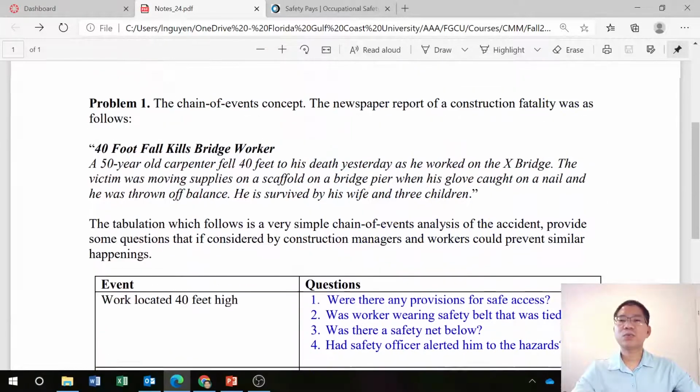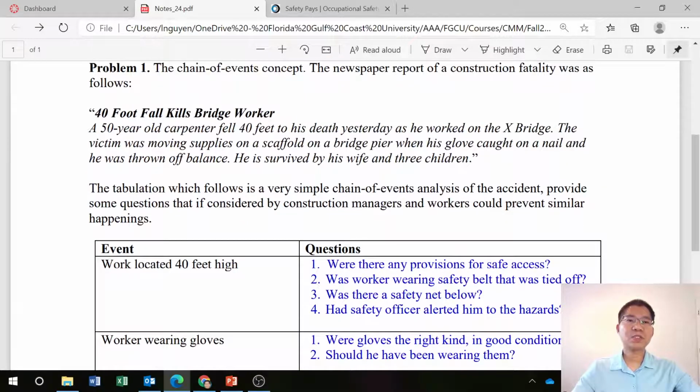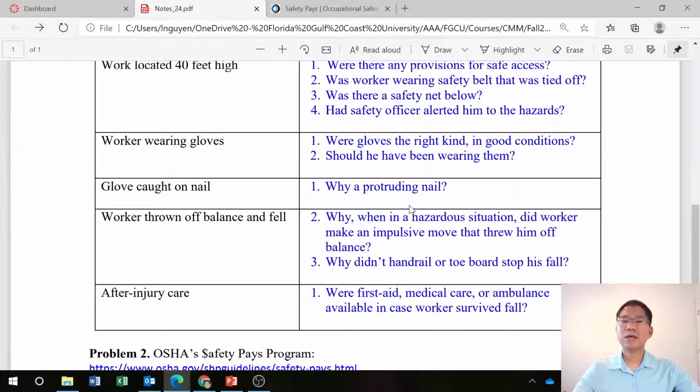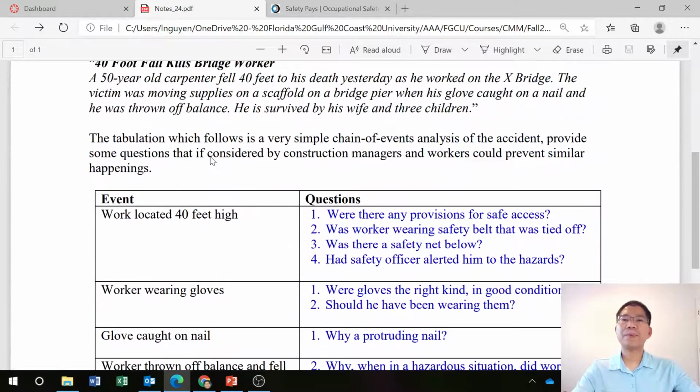The events, as you can see when we read from the news: first, the worker was located 40 feet high for the bridge construction, and the worker was wearing a glove, because you see that his glove caught on a nail. Then, the glove caught on a nail, and the worker was thrown off balance and fell. And then after the fall, the injury care: what happened, any first aid, etc. So those are the events, and then we raise a series of questions so that we can know the underlying insight of the action, so that we can have a lesson learned and avoid it in the future.